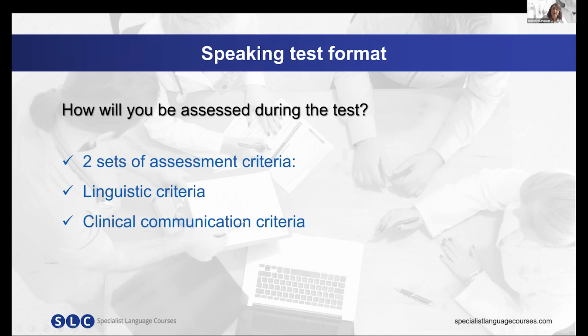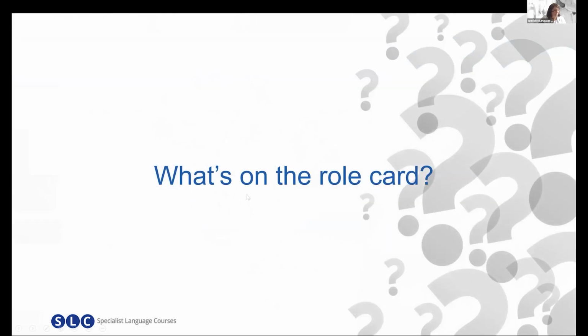For example, how do you demonstrate that you are able to build a relationship with the patient? How are you able to address and explore the patient's ideas, concerns, and expectations throughout the role play? We'll talk in more detail about the assessment criteria and how you can meet them in our later sessions. Now, we're going to take a closer look at the role card, what is on the role card, and how you can use it in OET speaking.